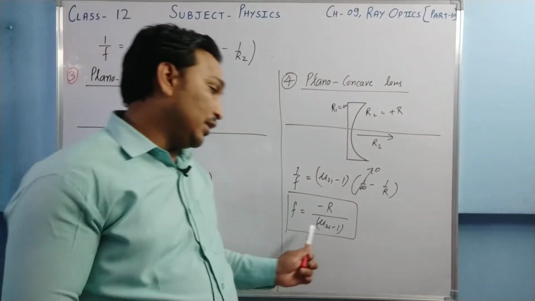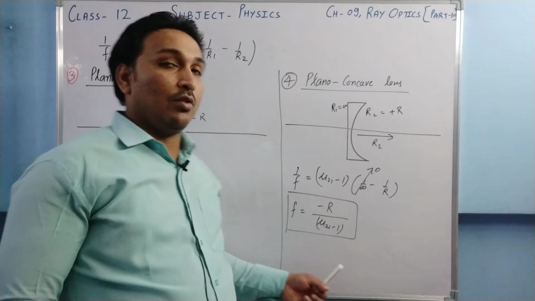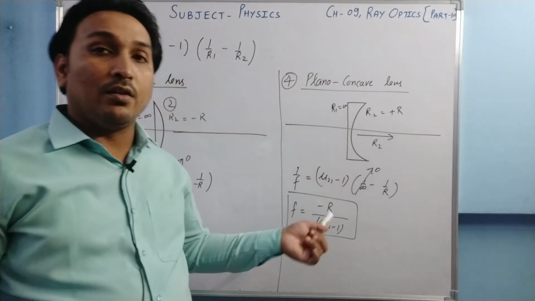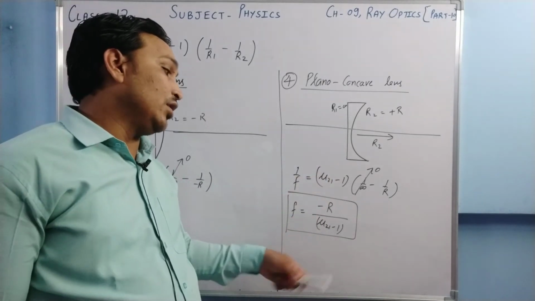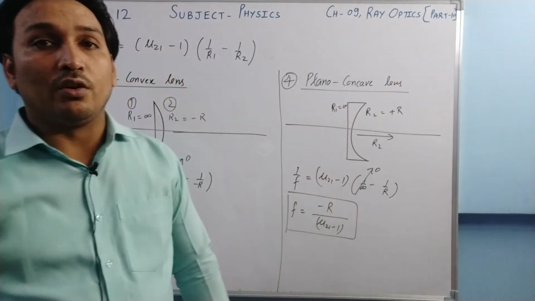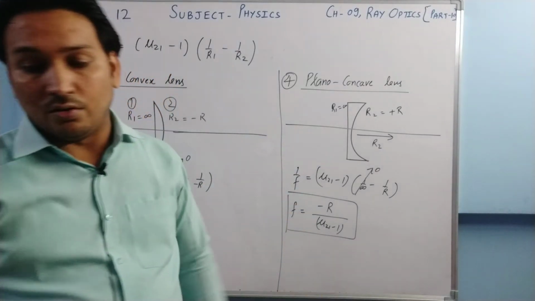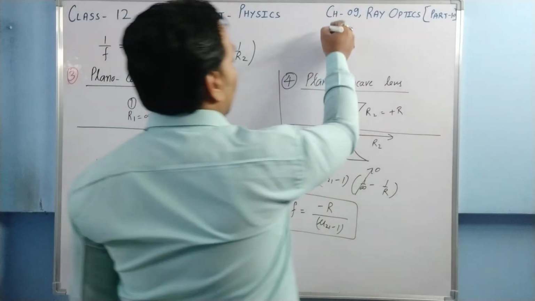It will be applicable in all the cases, whether mu 2 1 is less than 1 or greater than 1, we have done it. So this is the focal length of the concave lens. Again, the focal length of a plano-concave lens is just twice the focal length of an equiconcave lens. In that formula 2 was there, here 2 is not there. So basically again it is twice. The same thing is applicable here also.